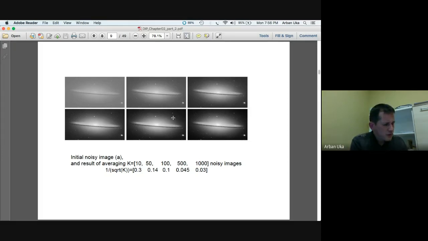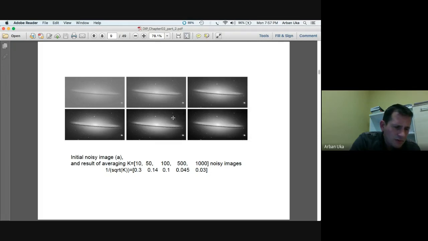1 over the square root of k is going to be 1 over the square root of 10, and then we're going to have 1 over the square root of 50 is going to be a factor of 0.14. So this is how the standard deviation is going to be reduced.